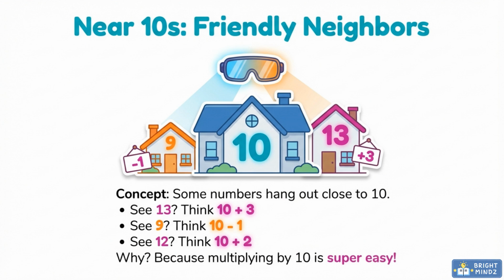Some numbers are friendly neighbors of 10. Instead of seeing 9, 12, or 13 as random, picture them as 10 minus 1, 10 plus 2, or 10 plus 3. Multiplying by 10 is super easy. So if a problem uses a number near 10, we rewrite it using 10 to make the math faster.